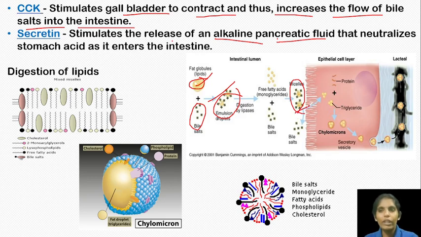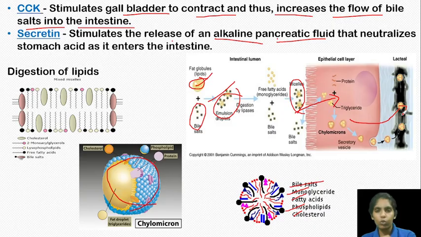These micelles will enter into the enterocytes, that is the cells of the small intestine. And in the enterocytes, the micelles will mature into chylomicrons. So chylomicrons are nothing but small ball-like structures which contain bile salts, monoglycerides, fatty acids, phospholipids, and cholesterol. So this is the structure of the chylomicron. And in the enterocytes, once the chylomicrons are formed, they will transport the fatty acids into the lymphatic circulation.